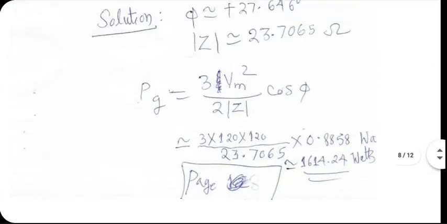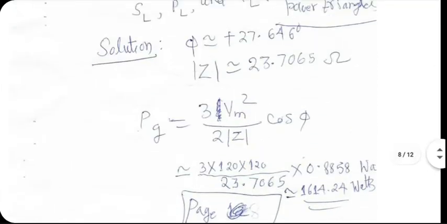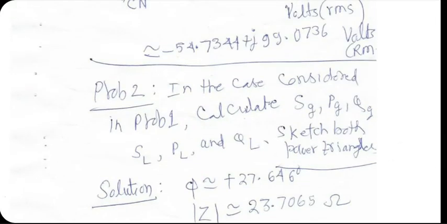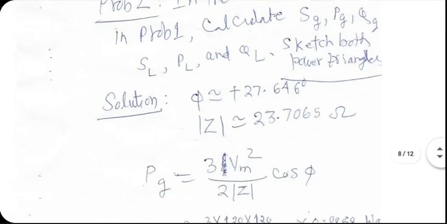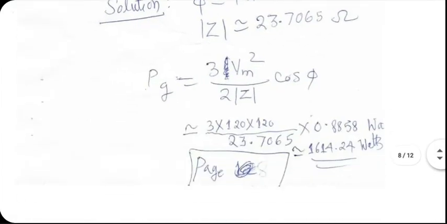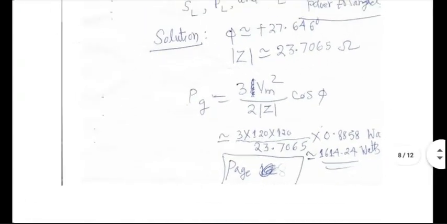Total complex power on the generator side can be calculated also. This is the next problem anyway. In the case considered in problem 1, calculate SG. That means total complex power on the generator side. PG is the real part of SG. QG is the imaginary part of SG. And then SL means total complex power on the load side. PL is the real part of SL and QL is the imaginary part of SL. Try to follow these calculations. They just need you to be careful and accurate. That's it.